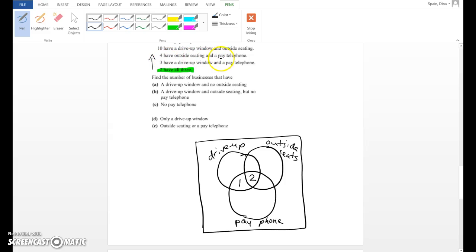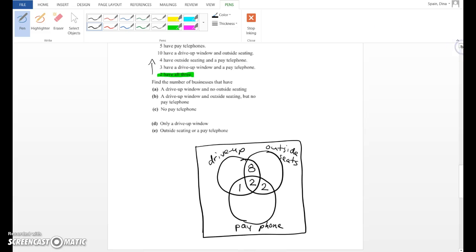Alright, 4 have outside seating and a payphone. Outside seating and a payphone is this football-shaped region here. It's got a total of 4. 2 are already accounted for, so that leaves 2 for that region. 10 have a drive-up window and outside seating. Drive-up window and outside seating is this football-shaped region sticking up this way. 10 total, so if that's 2, that leaves me 8 for this section.